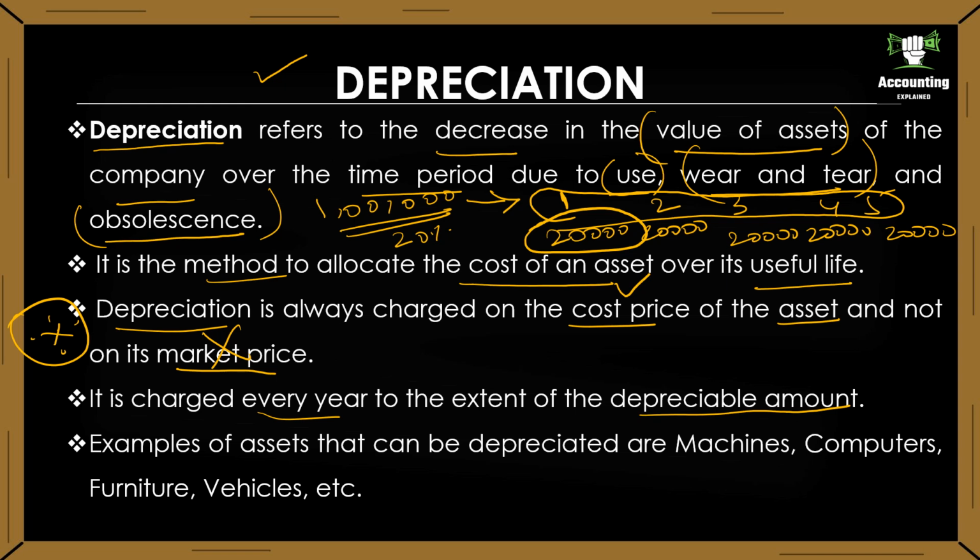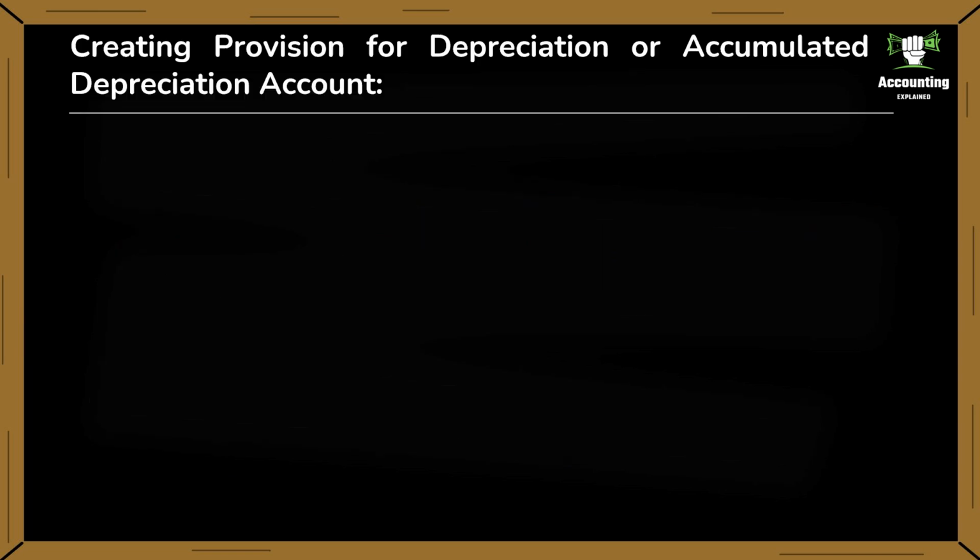Now let us see examples of fixed assets that can be depreciated. Machines, computers, furniture, vehicles, etc. are all the assets or fixed assets that can be depreciated.